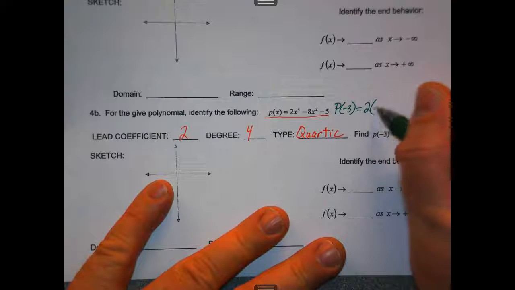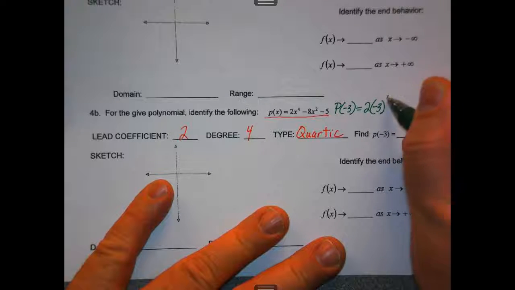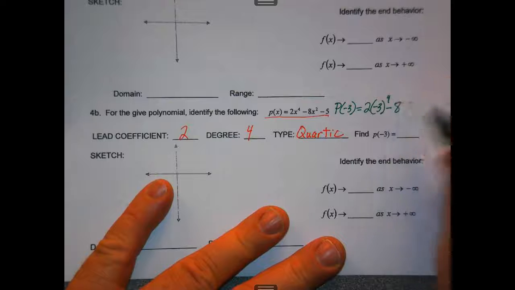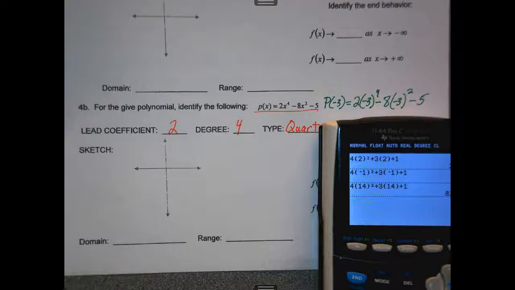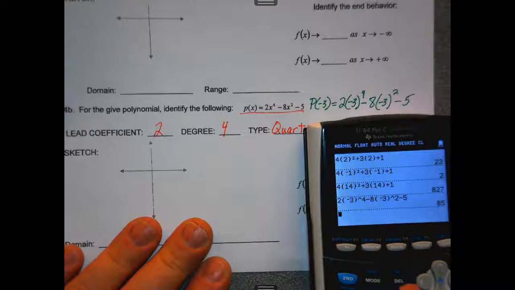P of negative 3 is 2 times negative 3 raised to the 4th minus 8 times negative 3 squared minus 5. Yep. And I get 85.